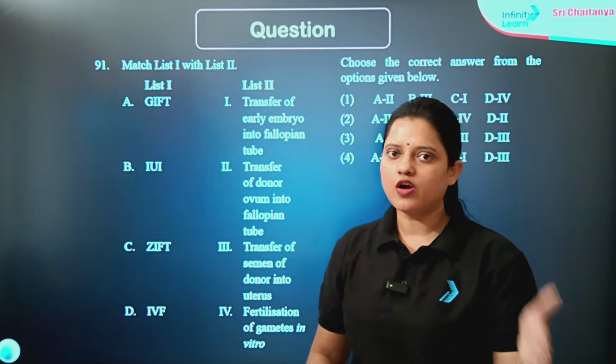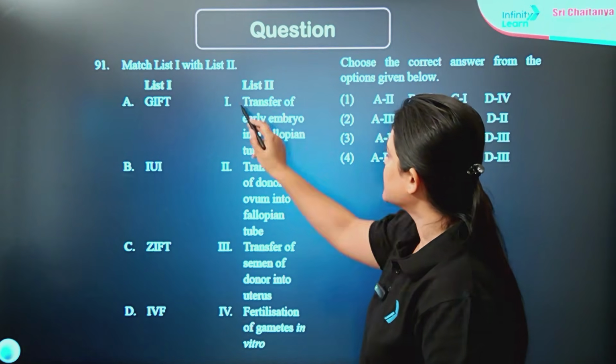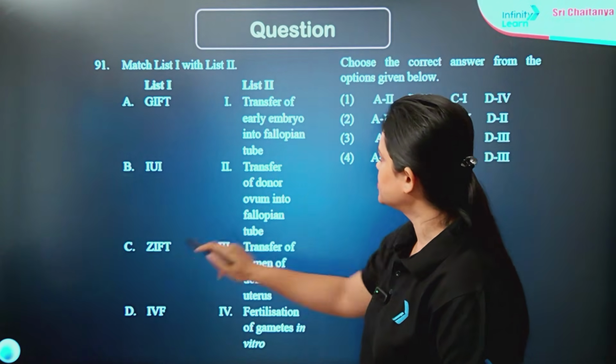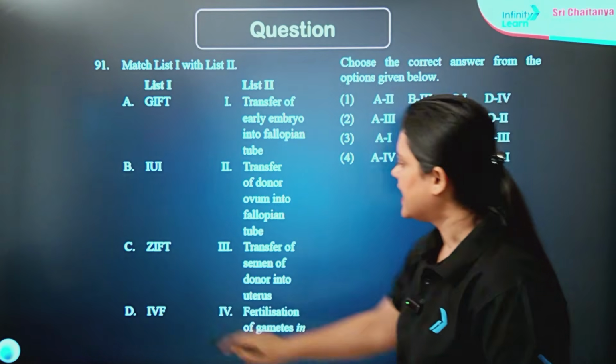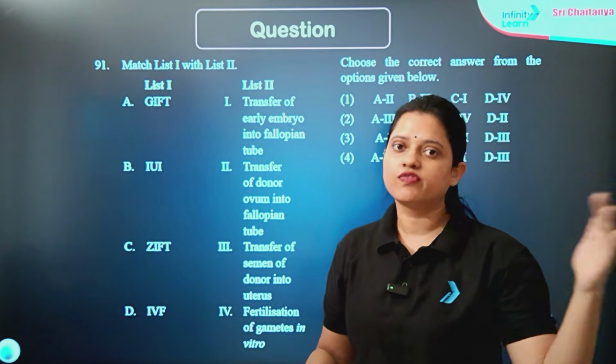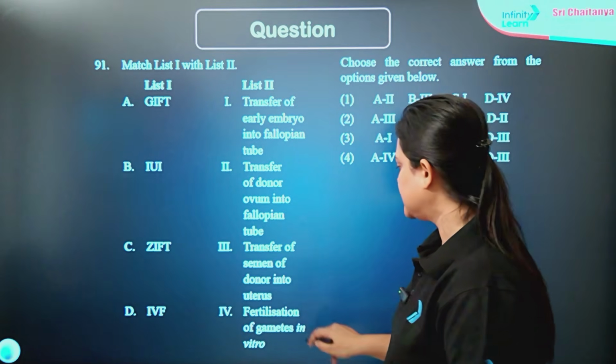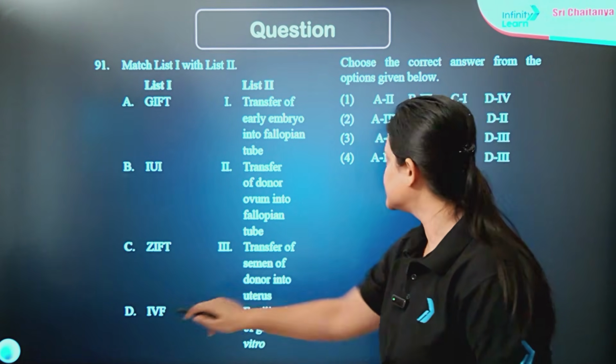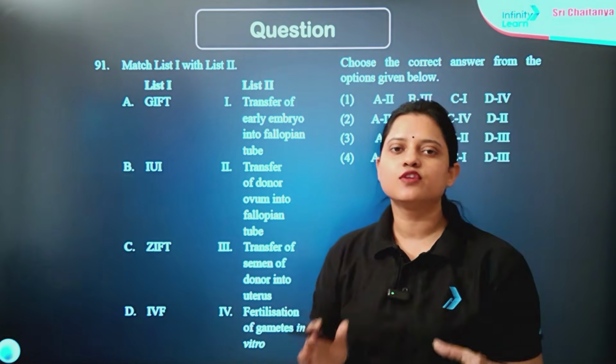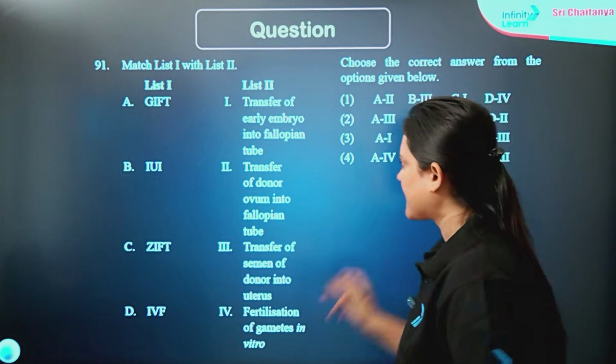ZIFT, zygote intrafallopian transfer. Transfer of early embryo into the fallopian tube. C is matched with 1. And D is IVF, in vitro fertilization, fertilization outside the body. So fertilization of gametes in vitro, right? So D is matched with 4. So the correct answer for this question is 1.